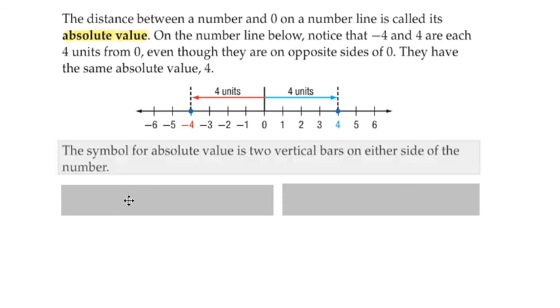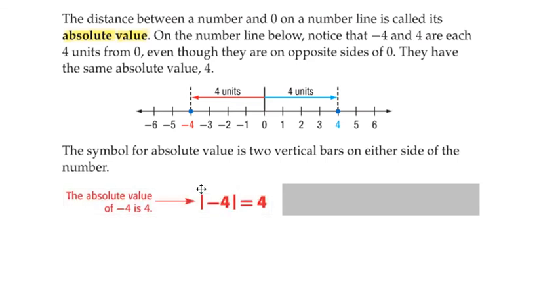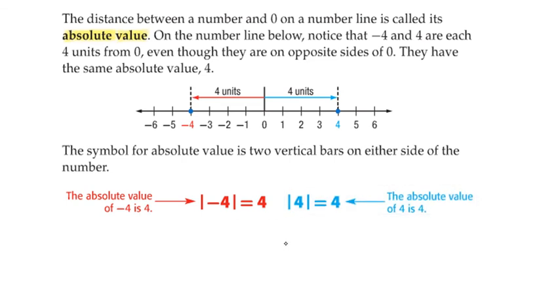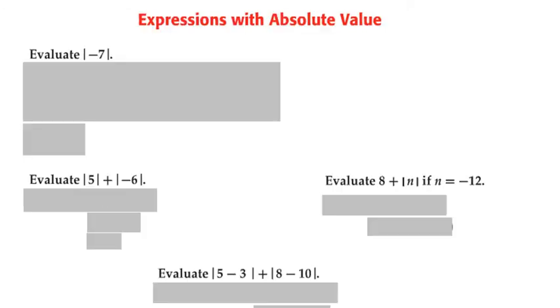The symbol that we use for absolute value is 2 vertical bars on either side of the number. That looks just like this. So the absolute value of negative 4 is 4, and the absolute value of positive 4 is 4. Remember, we're talking about a distance, so you will never get a negative distance. So absolute values are always positive.